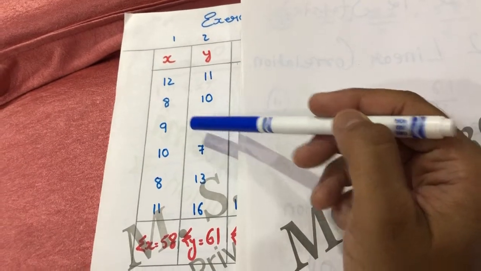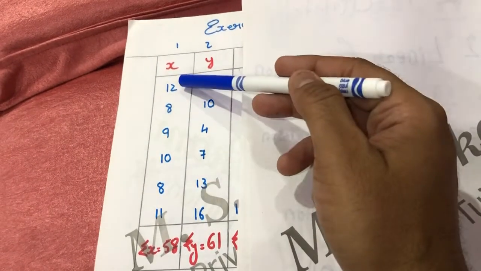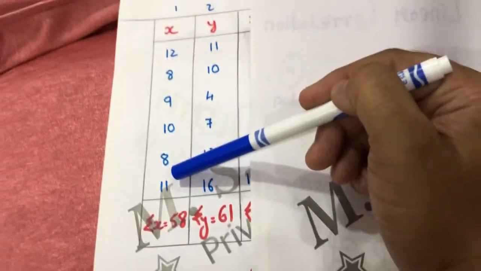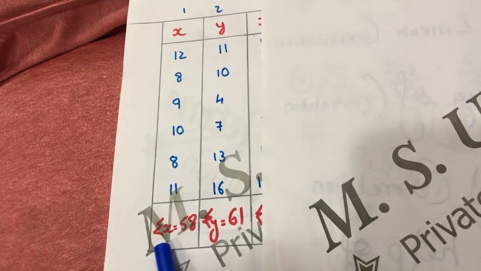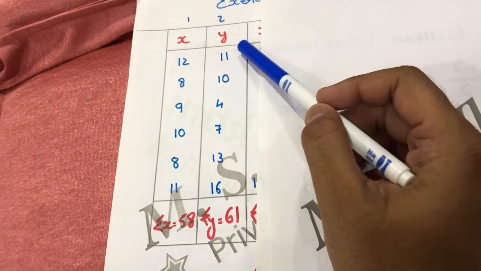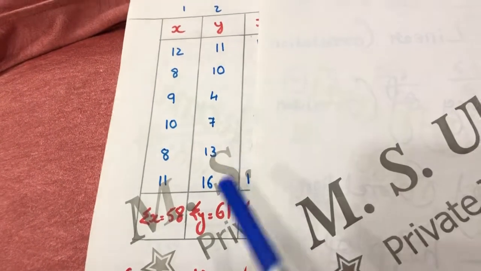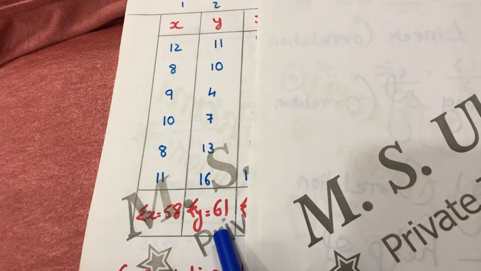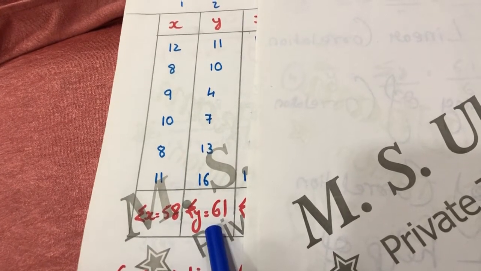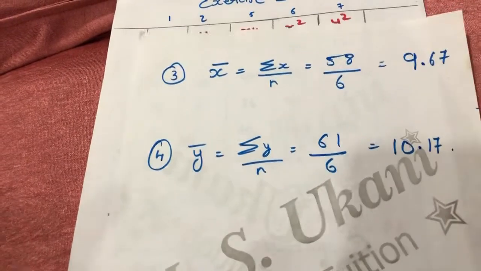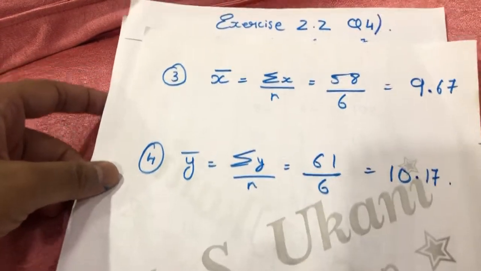So first step, we have to do the calculation for the x column. So we will add all this column. Okay, so we will get the summation x will be 58. Second step we will do, that is y. We have to add all this column y. So we will get 61. After adding both the columns, first of all we will find the x bar and y bar. Okay, so here I had already found the x bar and y bar.